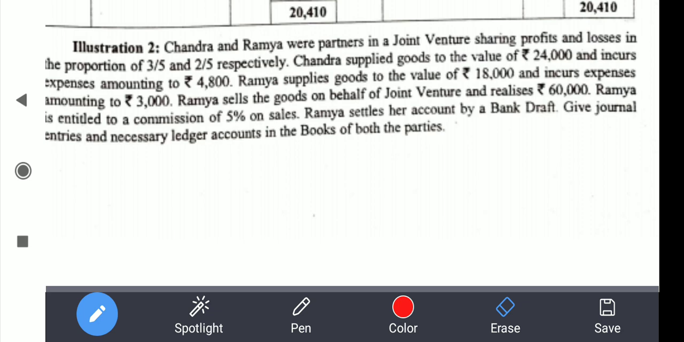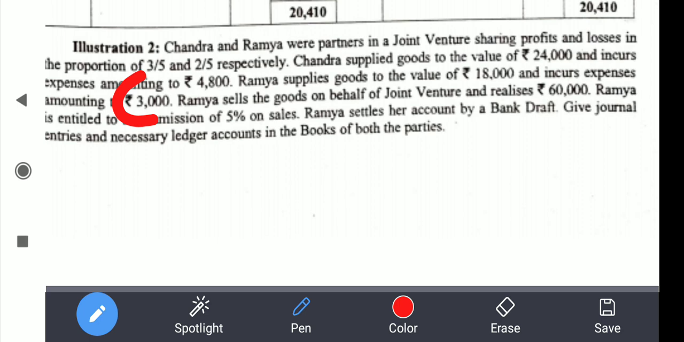So here we have to prepare the general entries as well as the ledger accounts in the books of both parties. How many partners are there? Two members are there, Chandra and Ramya. Let us discuss. First, we have to write the general entries in the books of Chandra, then after that Ramya.